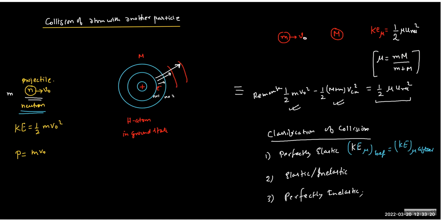What about the perfectly inelastic case? Ke mu after must be zero. And what about the in-between case? Ke mu after is more than zero. So it's not zero, but it's less than Ke mu before.